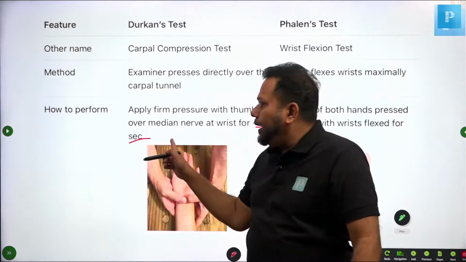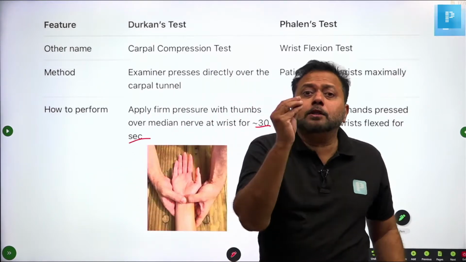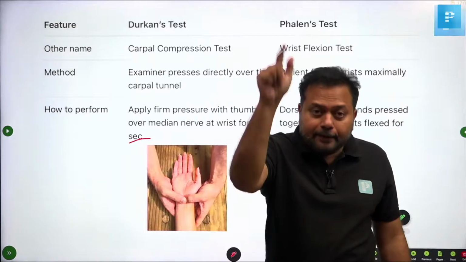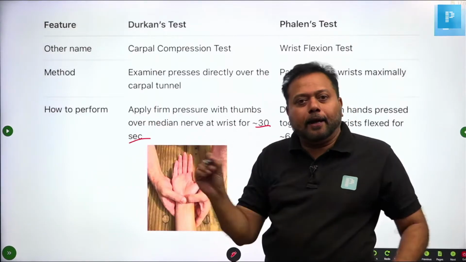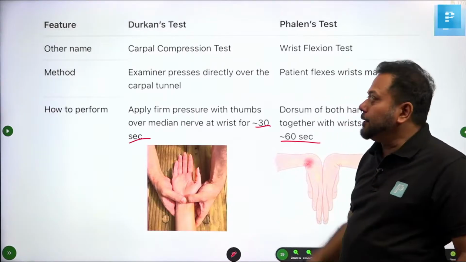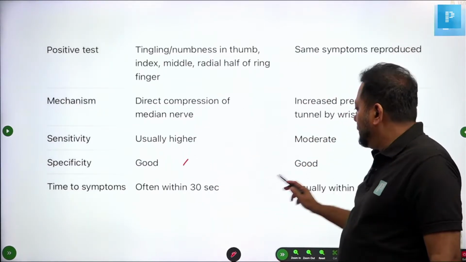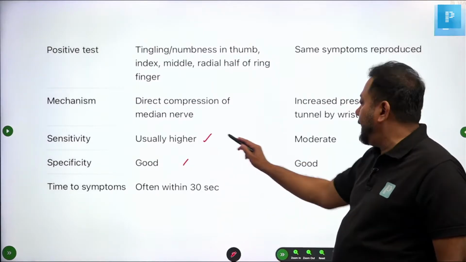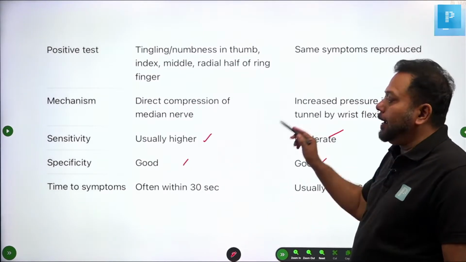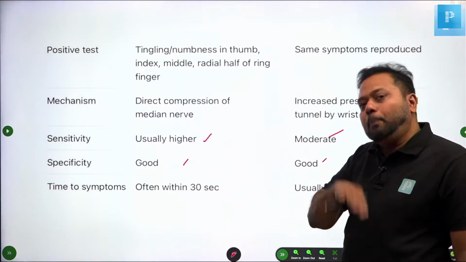But in Durkan's, it is directly compressing the median nerve. So Durkan's is more specific, more sensitive than Fallon's test. This is the catchy area. Okay. I think we have got the concept. Specificity is good, and the time to symptom, 30 seconds, sensitivity is usually higher. Fallon's is moderate. Okay. So sensitivity of Durkan's is much higher. That is why that is a superior test.